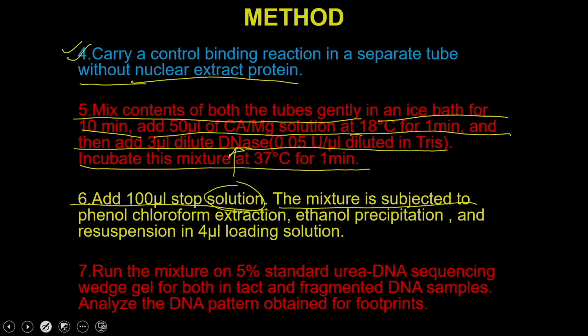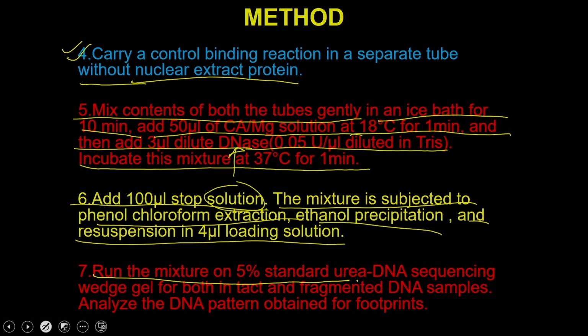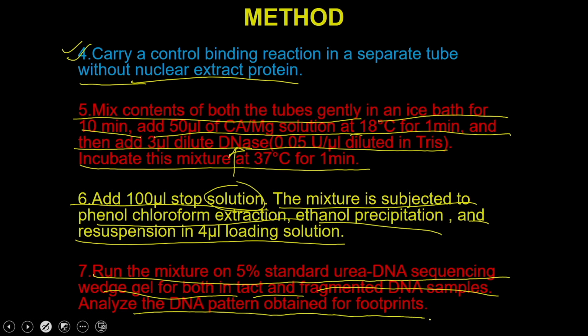The mixture is then subjected to phenol chloroform extraction, ethanol precipitation and resuspension in 4 microliters of loading buffer, which means once you add the stop solution, you have to recover those fragments simply by going through DNA precipitation and removal of the protein part. Then you run this mixture onto a 5% urea DNA sequencing gel for both the fragmented DNA samples. So, you analyze the DNA pattern obtained for the footprints.